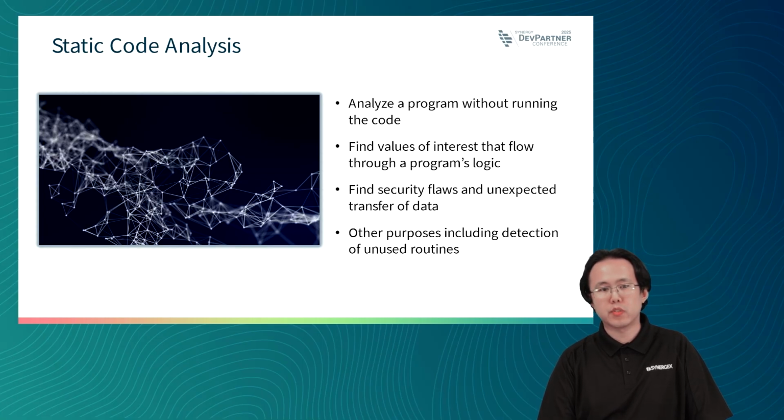So what we want to do here is that even without running the code, we want to find all the values of interest that flow through the program's logic. Now, by program's logic, I mean like if statements, while loops, passing arguments to functions, using parameters, returning things, things like that. And we want to basically trace them to find endpoints where there could be security flaws, from where the data starts being passed around to where it ends up, where it ends being passed around. And this is not the only thing that static code analysis is good for.